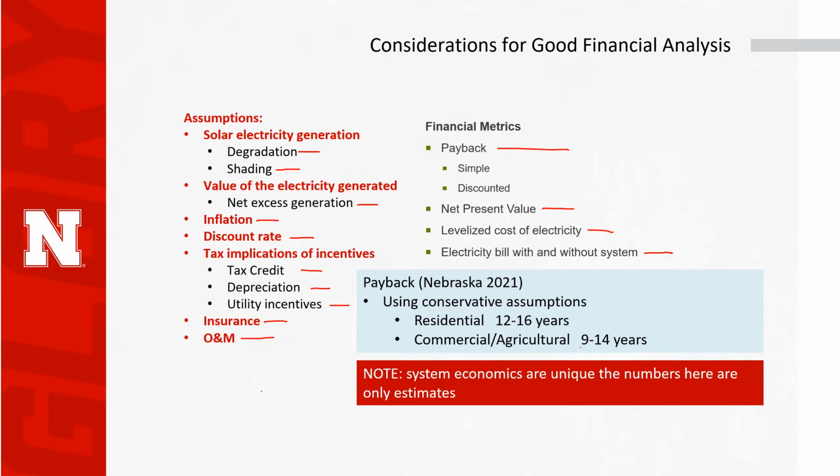Commercial or agricultural systems, 9 to 14 years, again, lower because of depreciation. I've seen even some below 9 now that have gotten the REAP grant. So that Rural Energy for America program grant can get that down even further. So again, that's kind of the range that we're seeing, and figuring out which is yours is going to be more unique. These are for net metered customers. Again, I think this is really important. This is for net metered customers. As we move to net billing and buy all, sell all, those numbers are much higher.